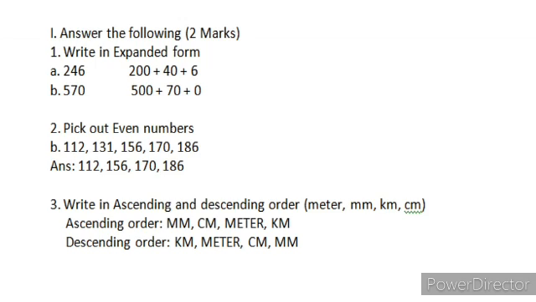Question number 1. Write in expanded form. 246: 200 plus 40 plus 6. 570: 500 plus 70 plus 0. Question number 2. Pick out even numbers. Even numbers means the number should end with 0, 2, 4, 6 and 8.